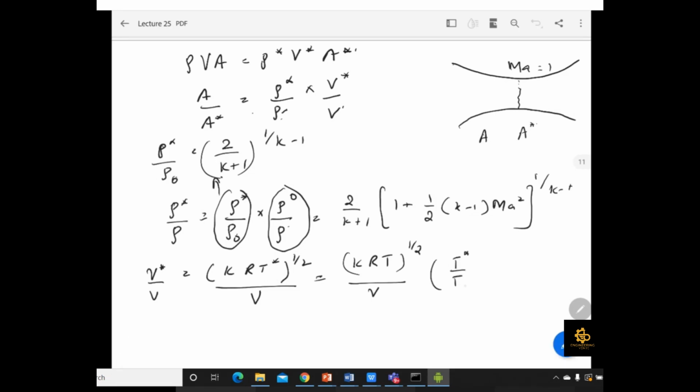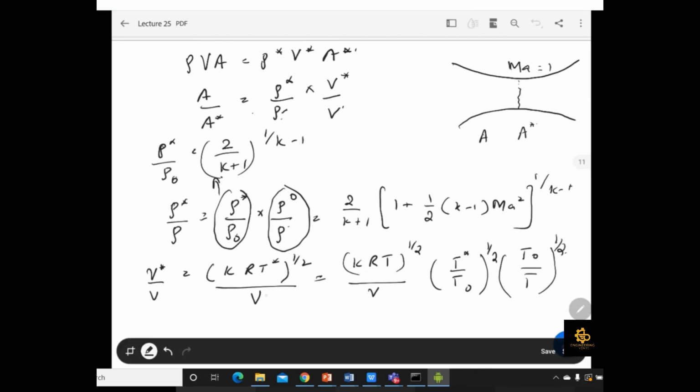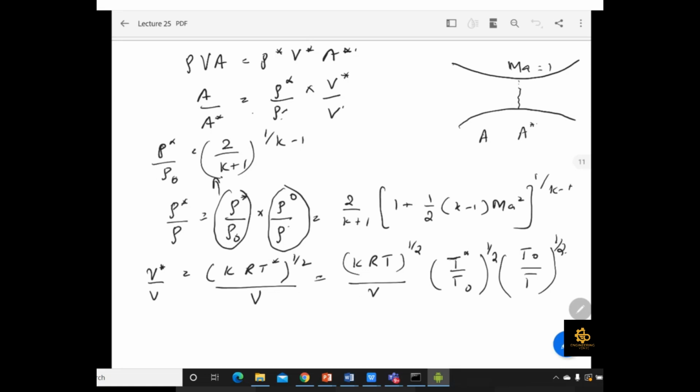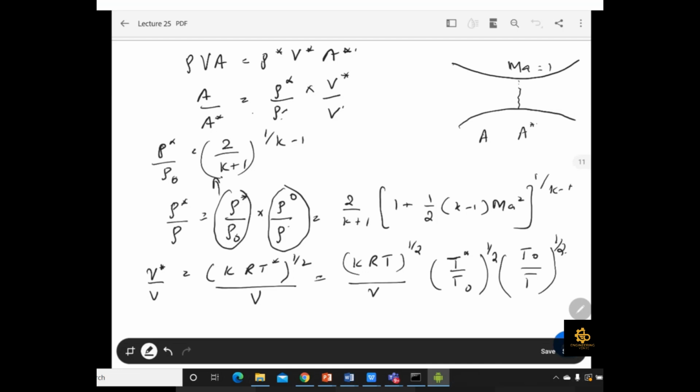T star over stagnation temperature to the power 1 by 2, T naught divided by T to the power 1 by 2. If you simplify, these two equations are equal, so I'll make these equations equal. Now you already know the value of T star by T naught from the previous slide, and also the T naught by T value from the previous slide.